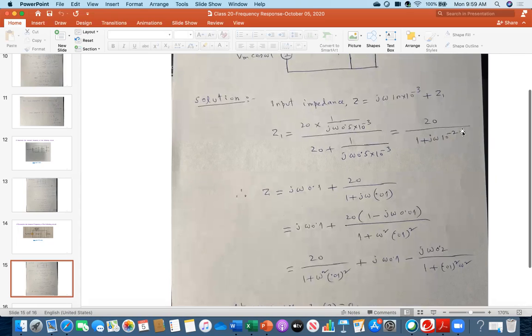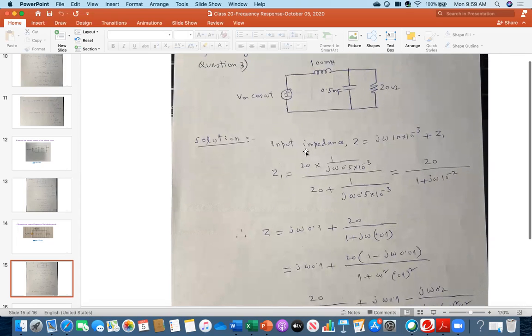So therefore, everybody, you see what I am doing. Input impedance, I have written Z, this one, j omega 100 millihenry. I converted into phasor plus Z_eq. So I have given the equivalent of these two as Z_eq. This means these two are in parallel. So Z_eq is 20 multiplied by 1 over j omega C divided by 20 plus 1 over j omega C. I'm just making the parallel of this one. That is my Z_eq. So therefore I got 20 over 1 plus j omega 10 to the power minus 2. I just put it in that way. You might express it a different way.